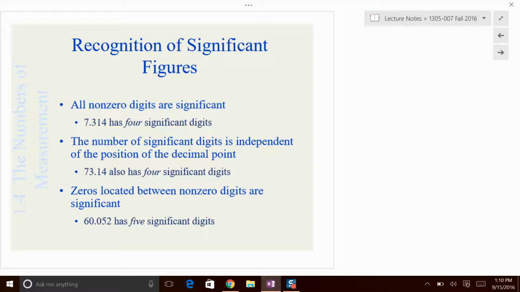The number of significant digits is independent of the position of the decimal. So if it's 7.314, it's 4. If it's 73.14, it's still 4. All non-zero digits are always significant, no matter where the decimal is. Sandwiched zeros are significant. If they're sandwiched between significant digits, they will be significant themselves. So 1, 2, 3, 4, 5. I have 5 significant digits in this number.